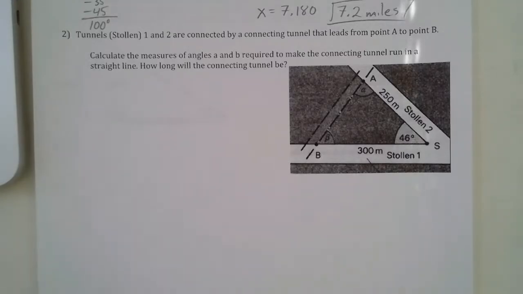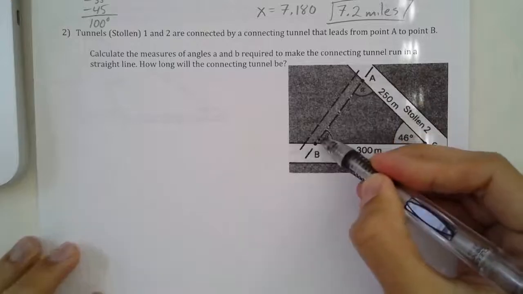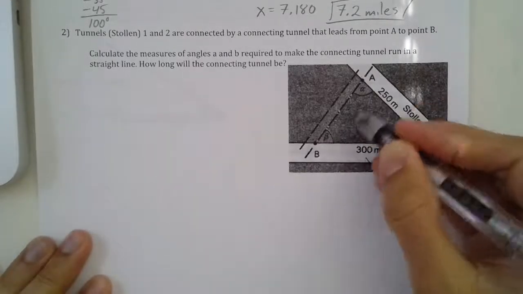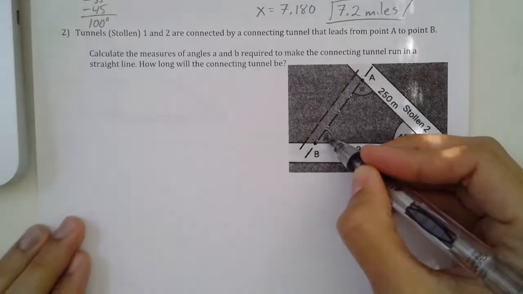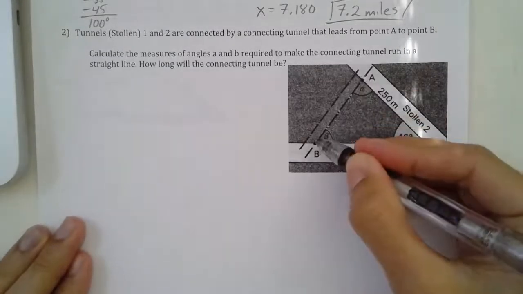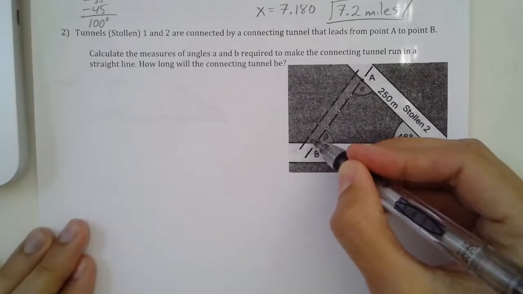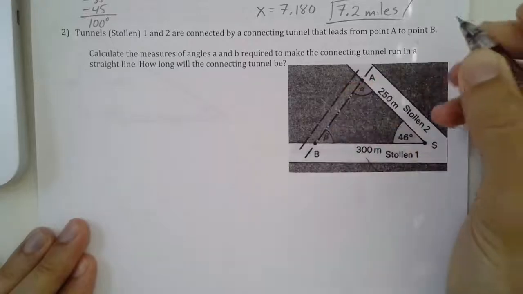And it says calculate the measures of angle A and B, which is talking about these Greek letters alpha and beta, required to make the connecting tunnel run in a straight line, and how long will the connecting tunnel be. Okay, so I need to figure out how long this is, so I'm going to put x here, and you probably could barely see it because it's a pencil and behind a gray background.